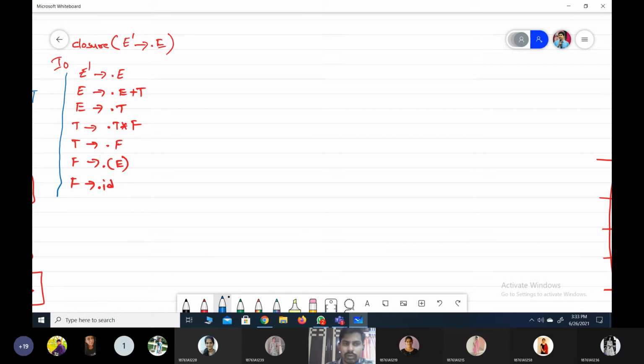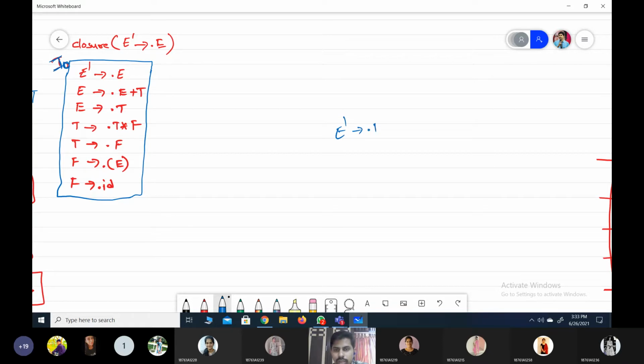So once that item set's construction is over, represent it in a square box, or a rectangular box, whichever is comfortable for you. Name that item set as I0. That item set is nothing but the initial state, so I would like to start with the 0th state.